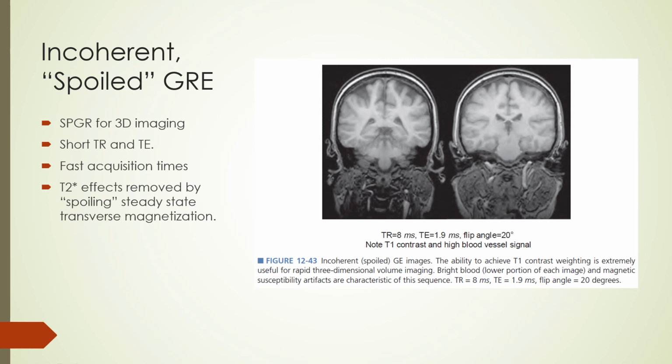This is because it uses extremely short TRs and TEs. For the image shown, TR is 8 milliseconds and TE is 1.9 milliseconds with a flip angle of 20 degrees. This gradient echo sequence produces contrast based on T1 weighting. This is because T2 star influences are reduced by introducing incoherent phase differences from pulse to pulse. The image shows a spoiled gradient echo image showing the T1 contrast appearance and bright blood signals.